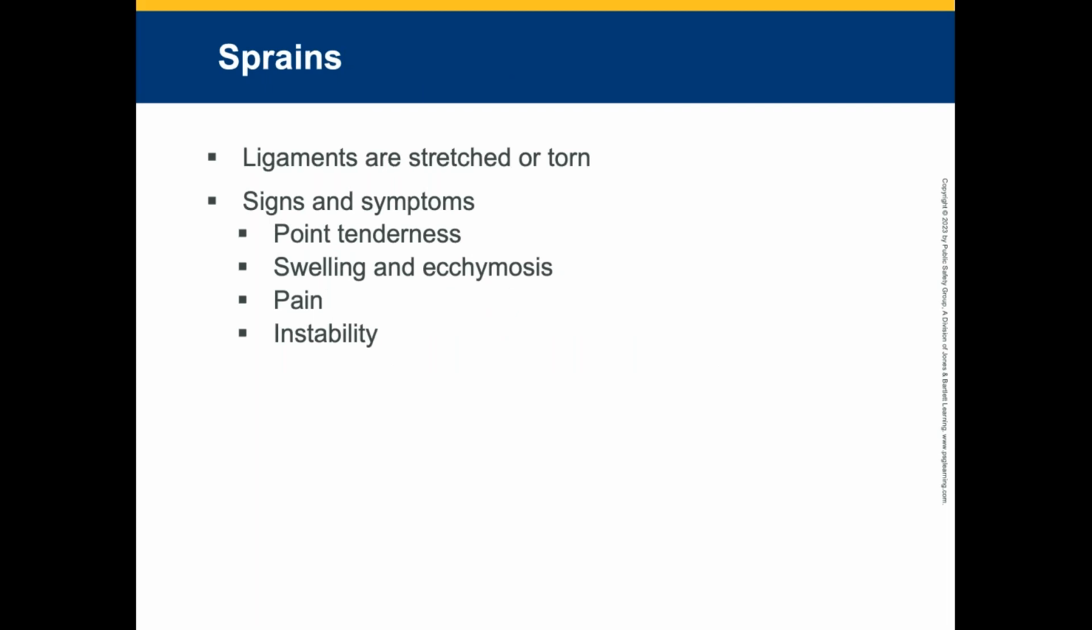All right, so sprains. So ligaments that are stretched or torn. Sprains and strains hurt more than an actual fracture itself. They also take a lot longer to heal. So usually a result of a sudden movement of a joint beyond its normal range of motion. So rolling your ankle, things like that. Signs and symptoms would be point tenderness, swelling, and ecchymosis, pain, instability, and they rarely involve any kind of deformity, but that significant pain. So like I said, sprains and strains can take quite some time to heal.